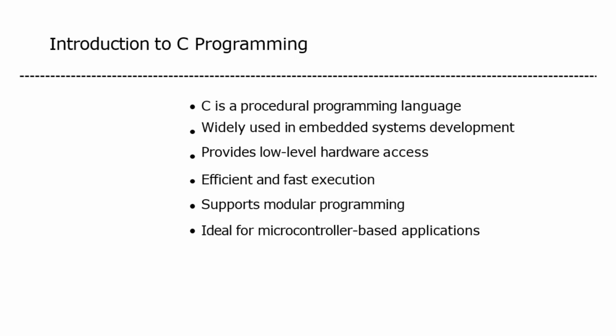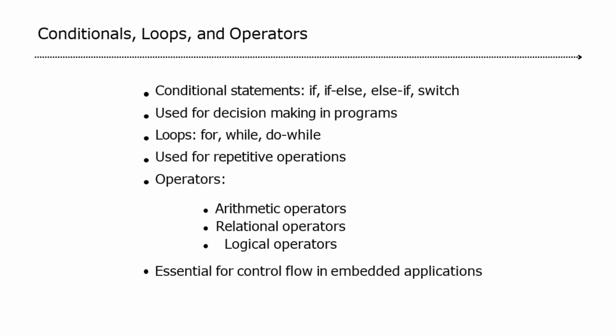Another important feature of C is efficient and fast execution. Programs written in C consume less memory and run faster compared to many high-level languages. C also supports modular programming through functions, which helps in organizing code, improving readability and reusing logic. Due to all these features, C is ideal for microcontroller based applications such as home automation, medical devices and industrial control systems.